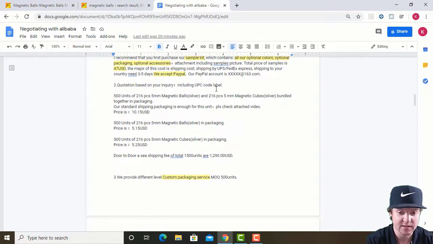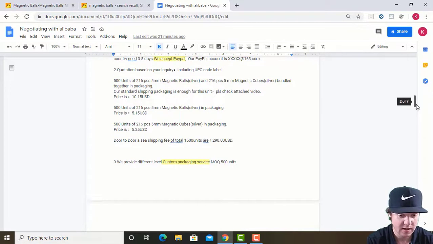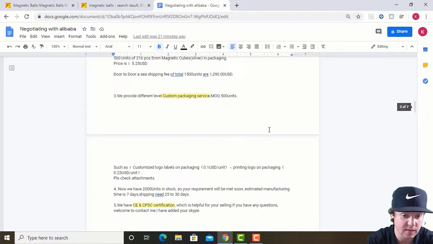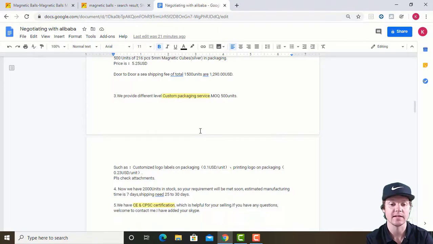And then we're going to get down to the nitty-gritty, the quotation right here. So for the ball and the cubes, we got 10.15. For the balls, we got 5.15. For the cubes, we got 5.25. Door-to-door sea shipping fee for 1,500 units is $1,300. Okay, that's the start of negotiation. And then providing custom packaging with the minimum order of 500 units. That's MOQ, minimum order quantity.